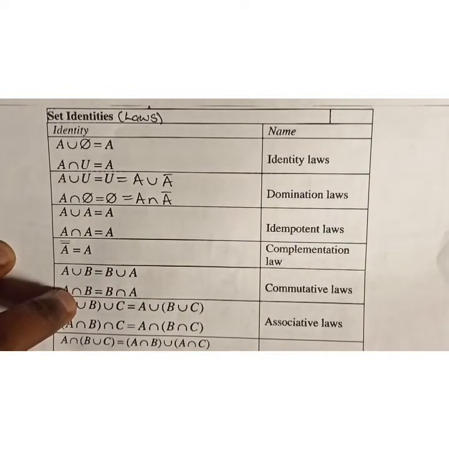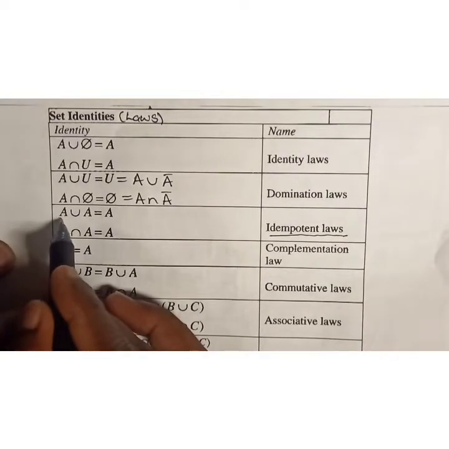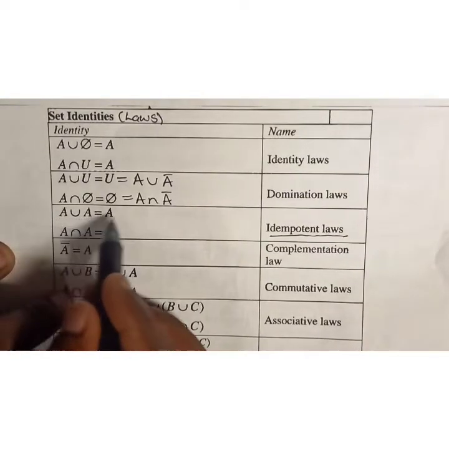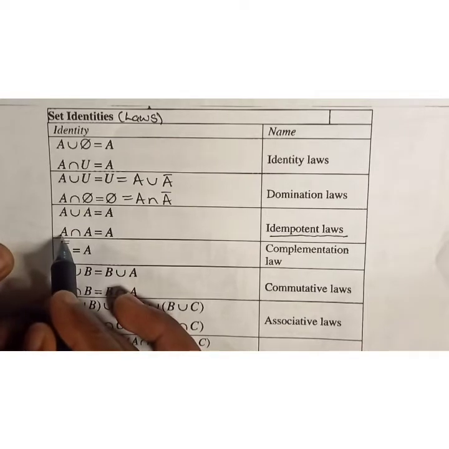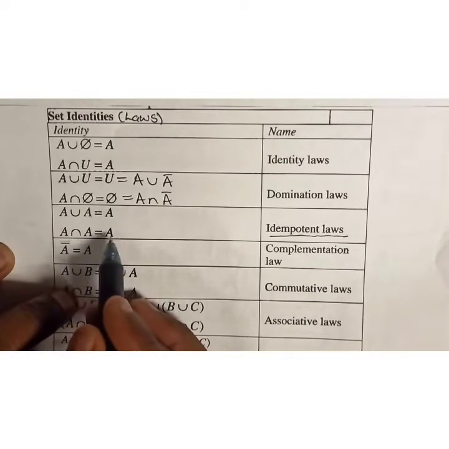Idempotent laws. A union of any set with itself is that set. An intersection of any set with itself is that set.